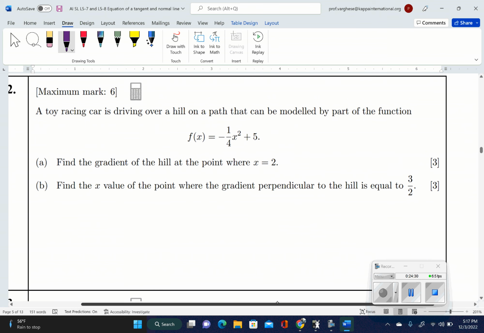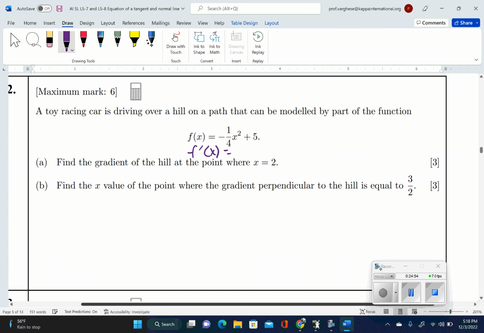Question number 2. We have a car driving over a hill. So find the gradient of the hill at the point where x equals 2. I could use my calculator like I showed you earlier on, or I can explain it to you by hand. The first thing we want to do is find the derivative, f prime of x.